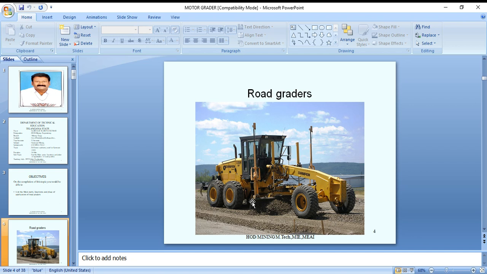Different companies manufacture these. BEMLs are there, Caterpillars are there, they manufacture for this purpose. It is a very unique machine.